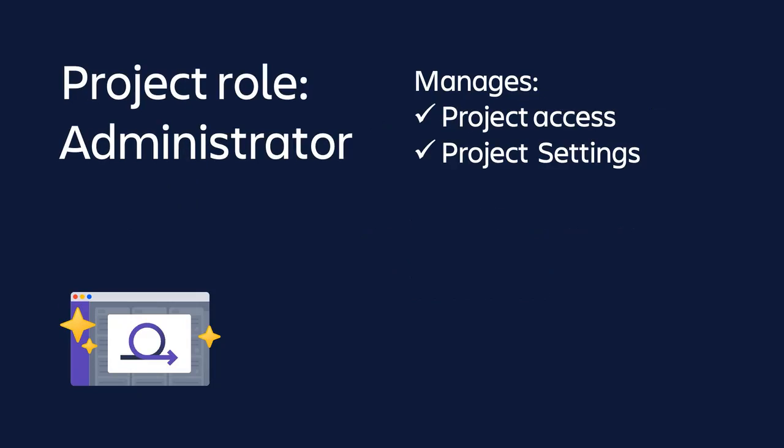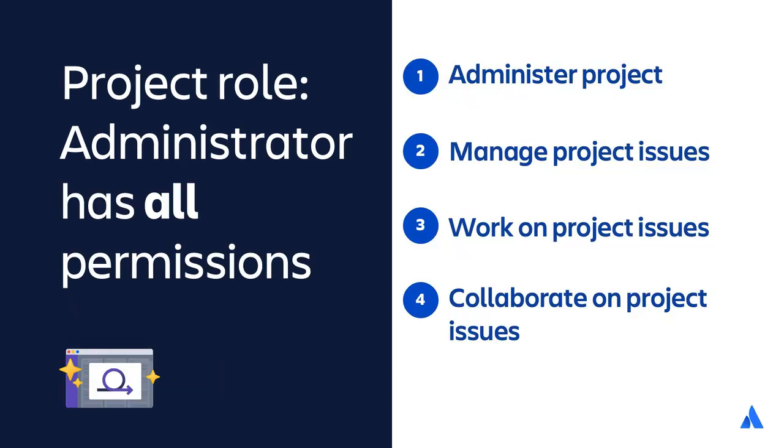We'll begin with the administrator role. This role gives users every permission in the project. This role will also grant a user the ability to administer the project, so they can manage access and project features. The person who created the project will automatically have this role. Users granted this role have the ability to perform all actions in this project.